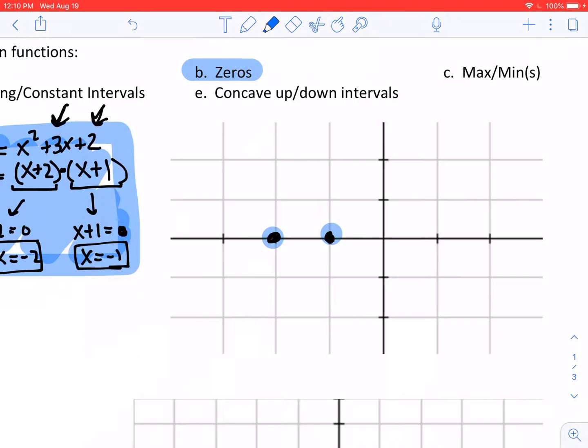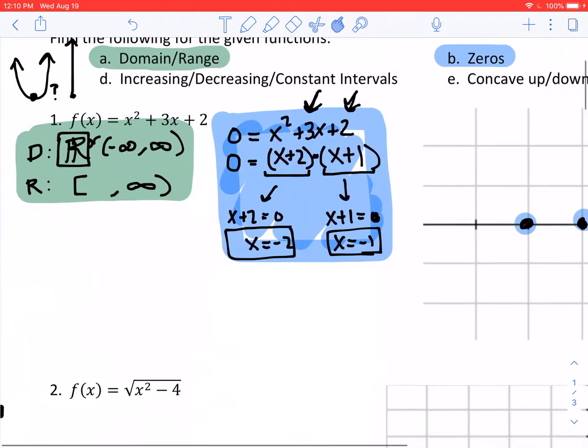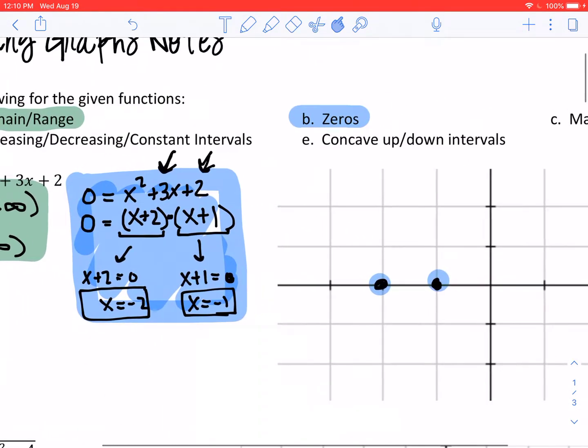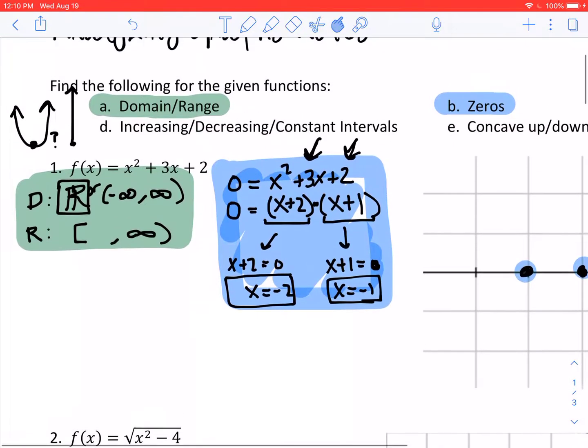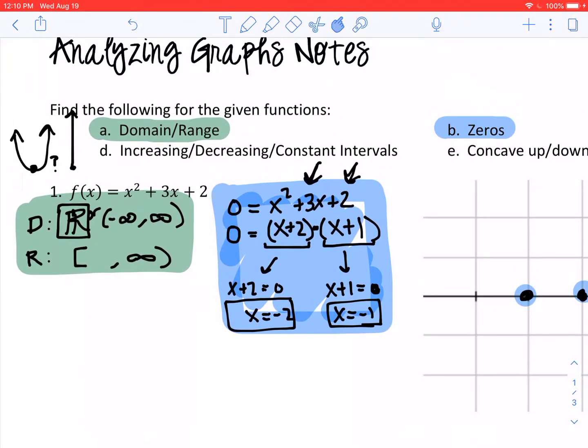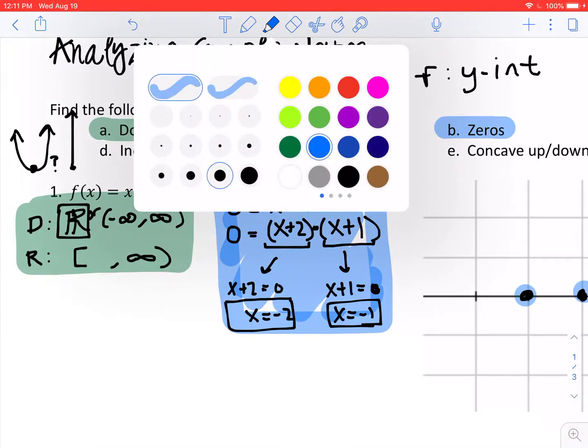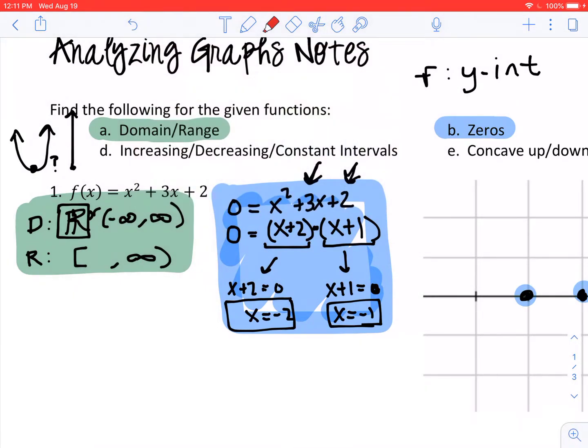Another piece of information that isn't explicitly asked for here is the y-intercept. What's the y-intercept of this function? So maybe we have another part up here, maybe part f, be the y-intercept. What's the y-intercept of this function? Well, if to find x-intercepts, or zeros, you plug in a 0 for y, then to find y-intercepts, you plug in a 0 for x. So let's do that.